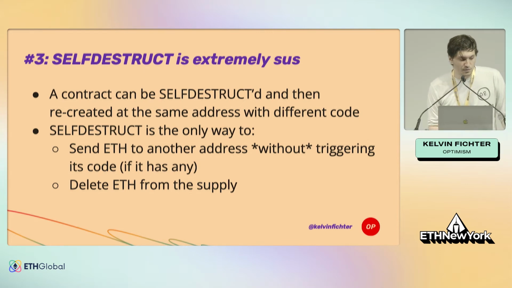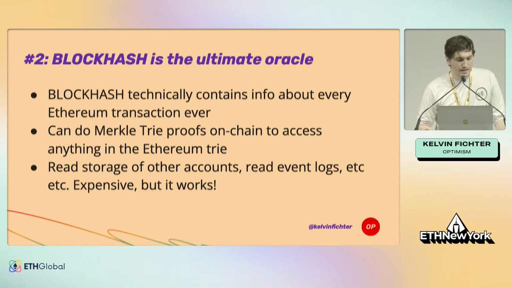And it's also the only way to permanently delete ETH from the supply. So yes, of course, you can send ETH to a burn address, like the 0 address, but it's still technically in the supply, even though it's not accessible. Self-destruct is the only way. If you self-destruct to yourself, it's the only way to delete ETH from the supply permanently. It just gets, poof, it's gone, right?